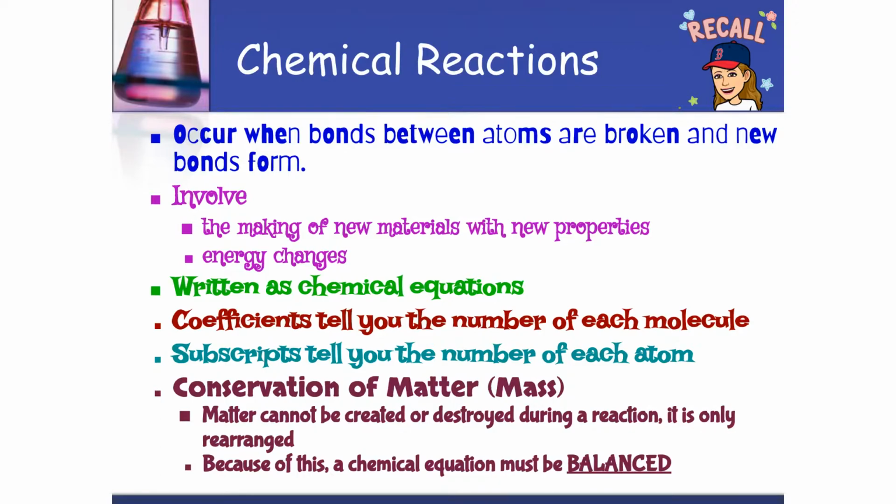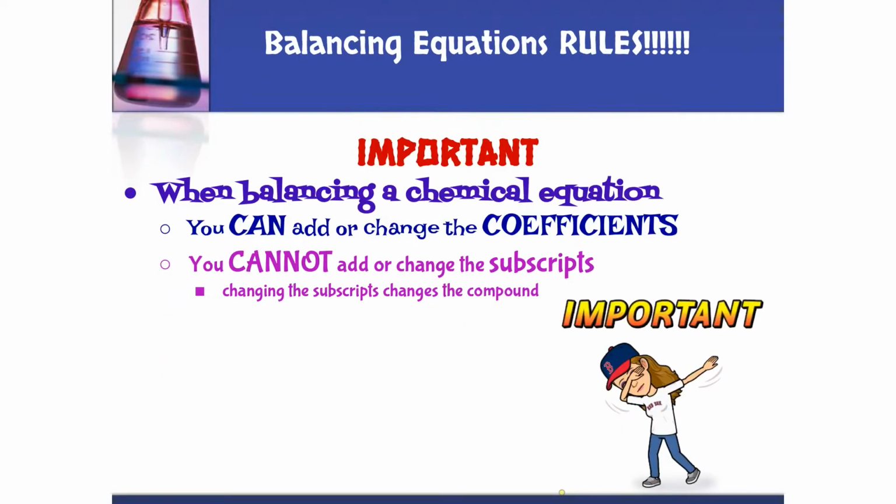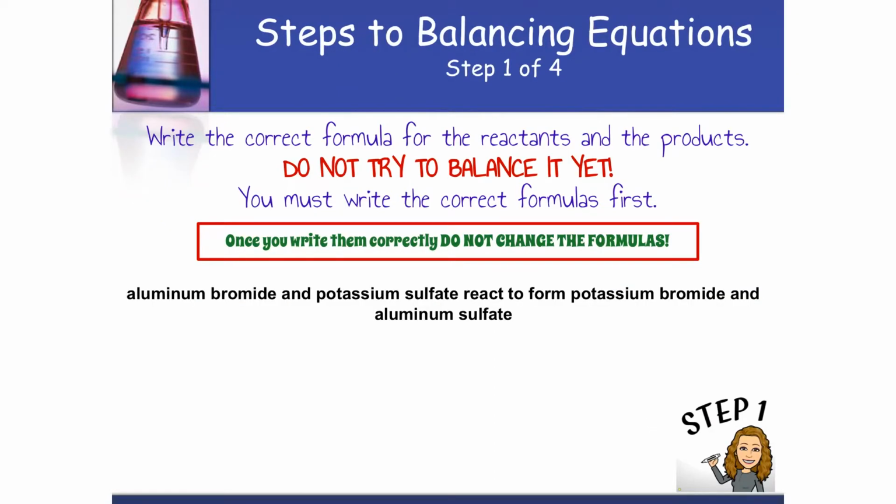And because of this conservation of mass and matter, a chemical equation must be balanced. You also recall that when balancing a chemical equation, you can add or change coefficients, but you cannot add or change the subscripts, because changing the subscripts changes the compound. And recall, step 1 to balancing the equations is you write the correct formula for the reactants and the products, but don't try to balance it yet. You must write the correct formulas first. And once you write them, do not change the formulas.